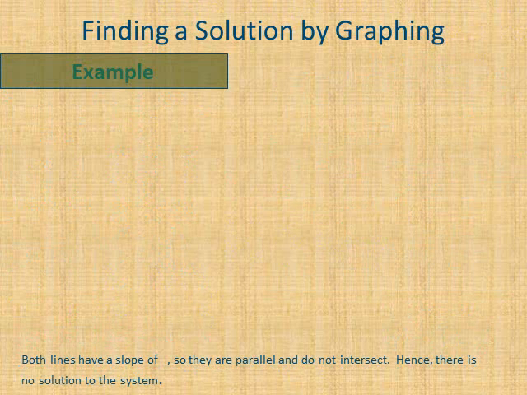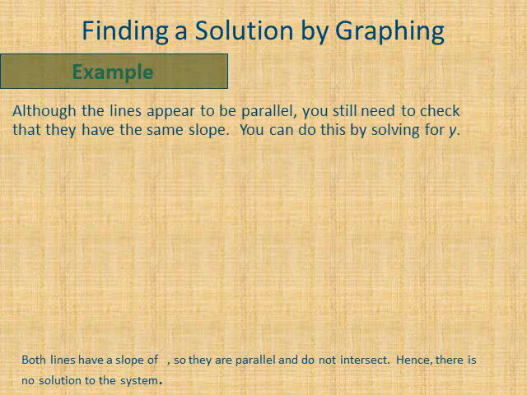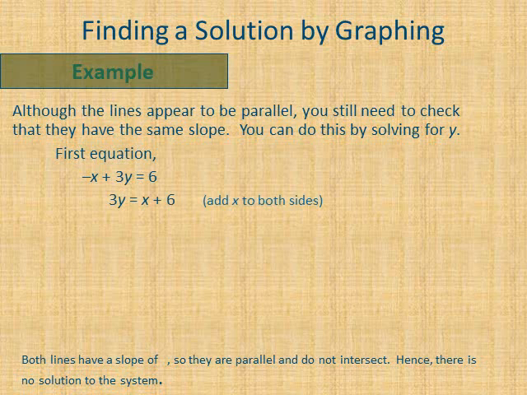Let's take some notes for the previous example. Here we have the first equation, negative x plus 3y equals 6, and I can rewrite the equation first: 3y equals 6 plus x, or x plus 6. Then I need to divide all terms by 3, right?